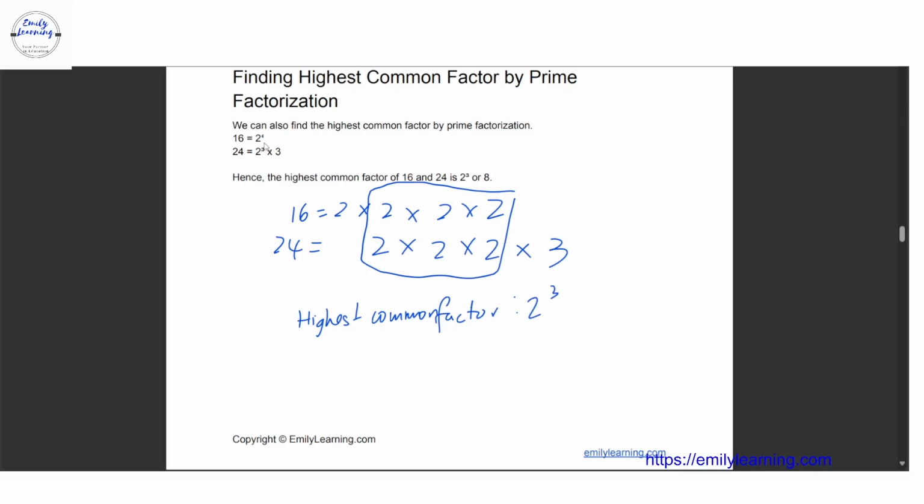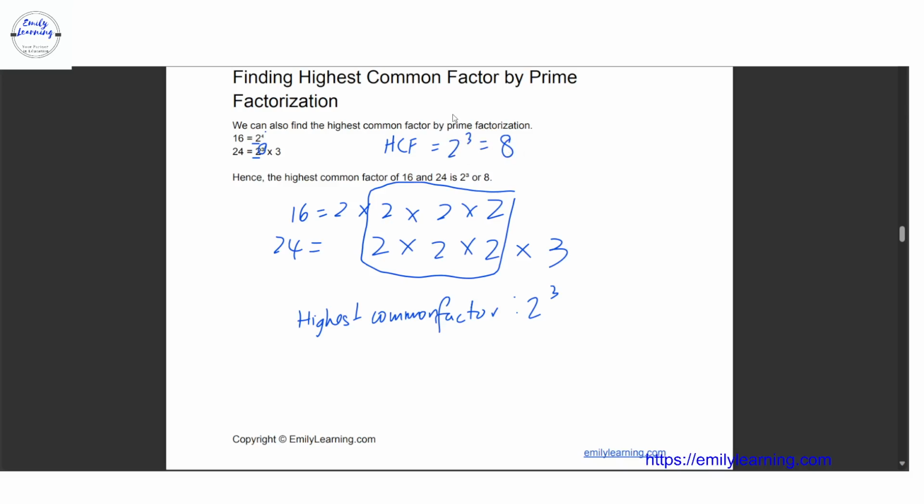Another way to look at it is you look at all these index notations and look for those with the same base. Both 16 and 24, when we write them in prime factors, have 2 as a base. Then you take the one with the smaller index. You have power 3 here and power 4 here. 3 is smaller, so you take the smaller of them. Therefore, the HCF of both of them is 2 cubed, which is 8.